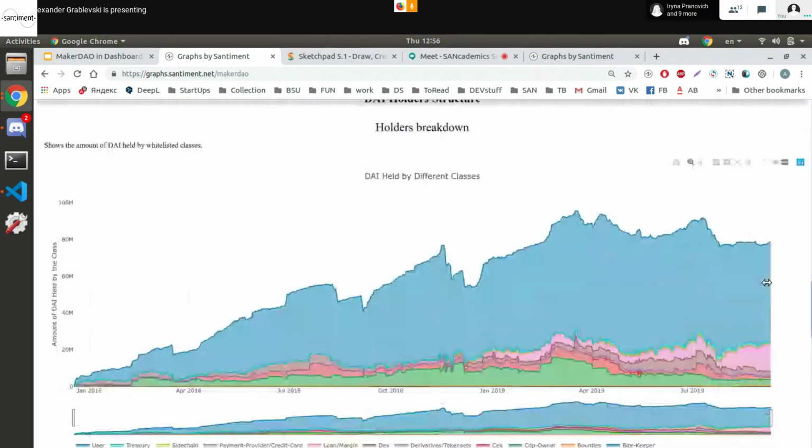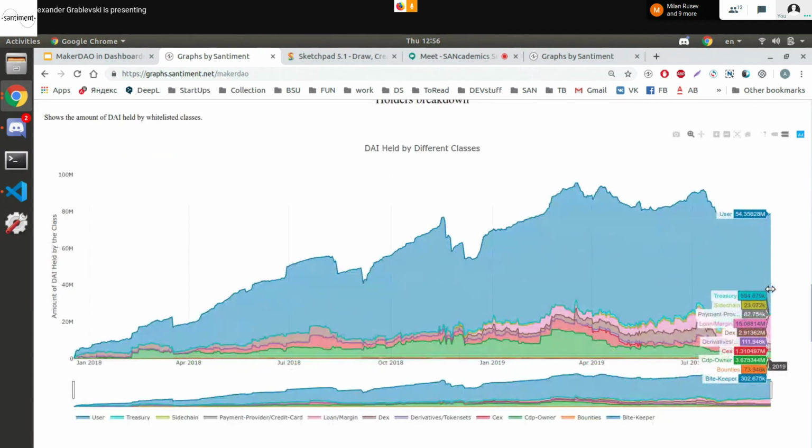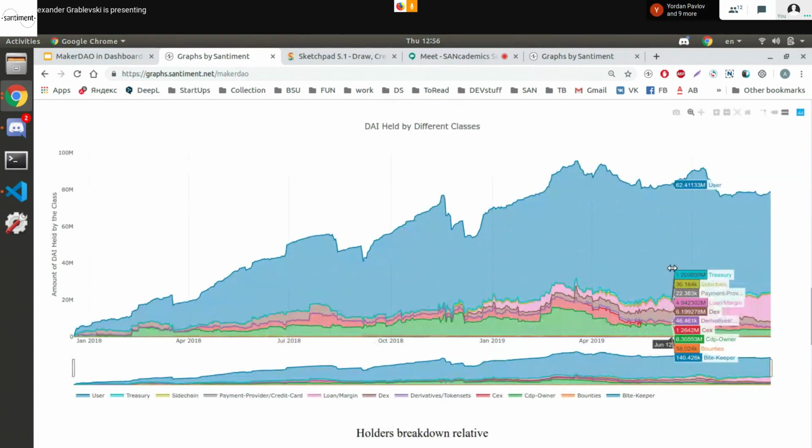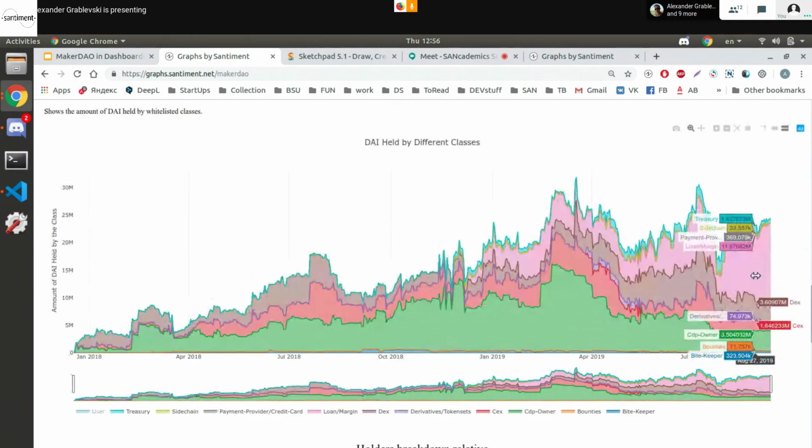And the next thing that we developed, I think that's one of the most interesting metrics. It's DAI holders breakdown. So what we do here, we track all the DAI that is issued. Basically this blue line is DAI supply. And we have some addresses that are whitelisted by us and the Maker community, and we have labels on them. So what could be distinguished here? If we switch off unknown addresses, we can see that a lot of DAI is held by these categories introduced here.